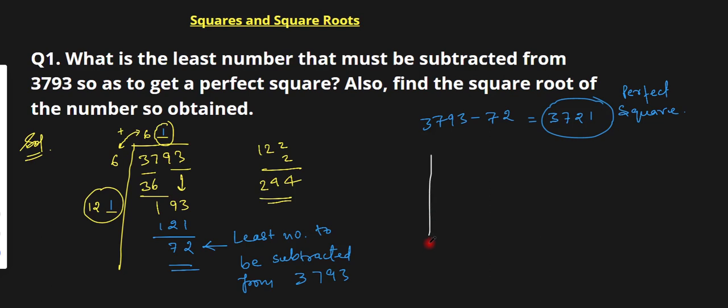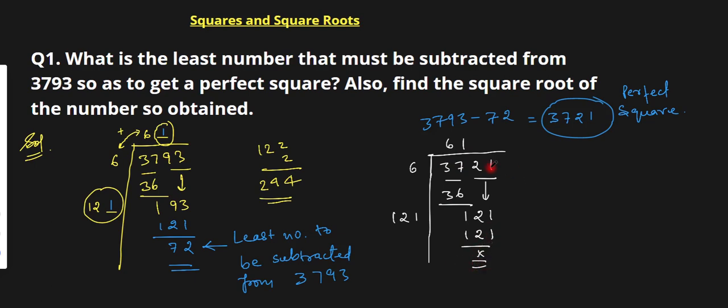So 3721, you have 3721. Again, start pairing from the extreme right hand side. 6 6s are 36. So 1 as a remainder. Take this 21 down. Now you have 121. 6 plus 6 will give you 12. So the only option is 1 ones are. So 121 ones are will give you 121.